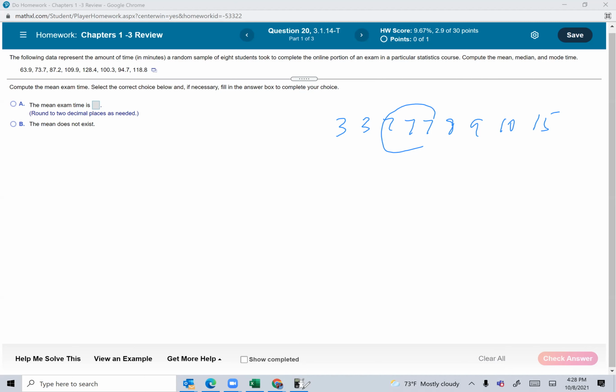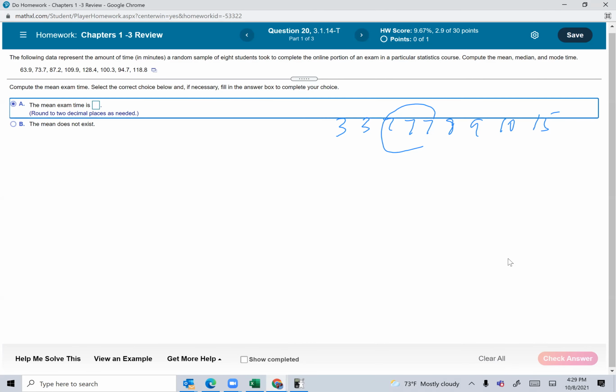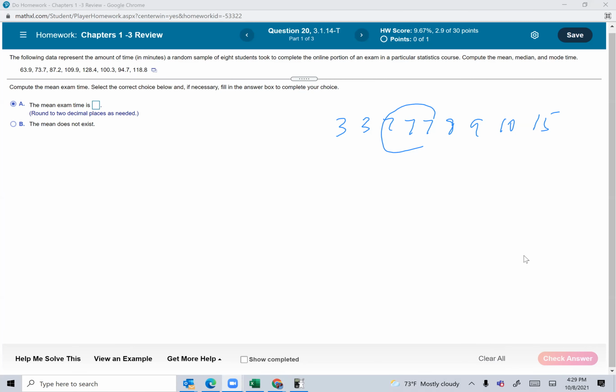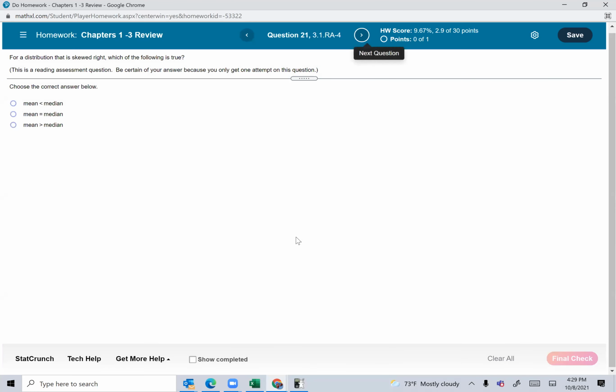And if you use your calculator, guys, you can do so as well with the calculator. Just put the numbers in L1 and run Stat, Calc, One Variable Statistics. It's going to give you the mean, mode, and median, which we're going to see in a second in another exercise. All right. So that's section 3.1.